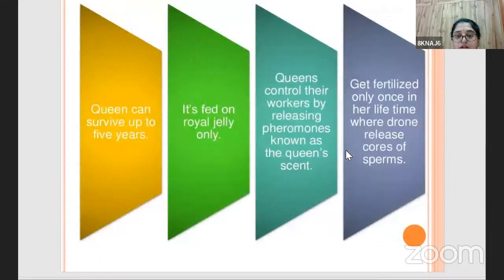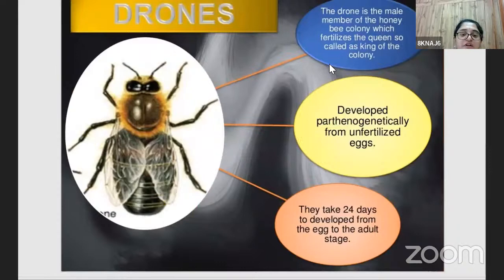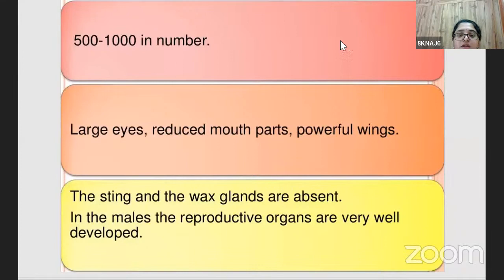And then the drones are the males, and they help only in the fertilization of the female, basically. So they're also known as the kings of the colony. They develop parthenogenetically, that is, from the unfertilized eggs laid by the female, the queen bee. They take around 24 days to develop, and they're around 500 to 1,000 in number. Large eyes and different kinds of reproductive organs are also present.